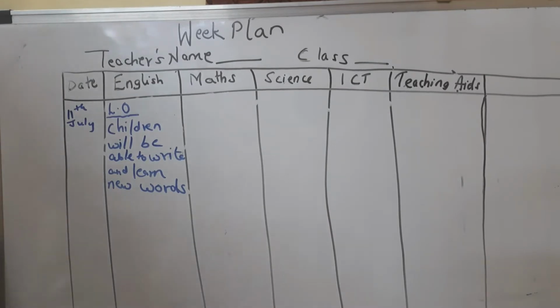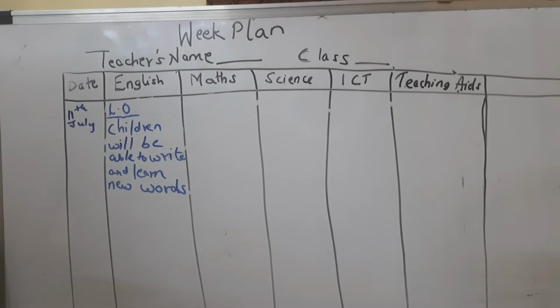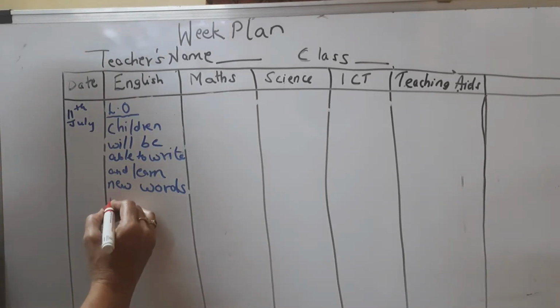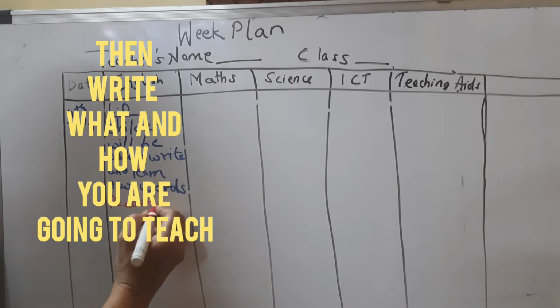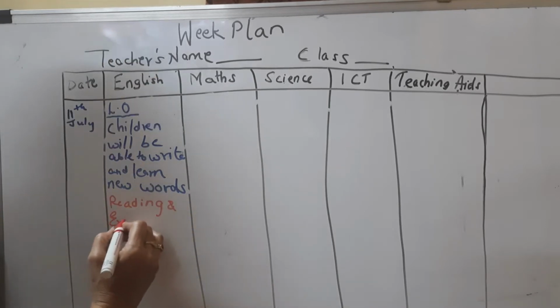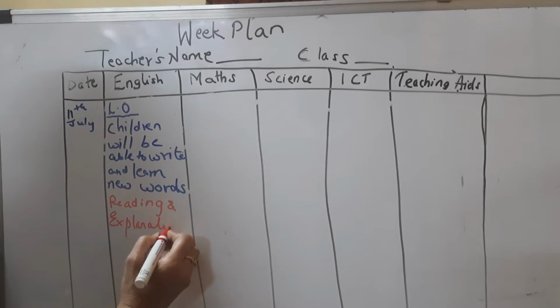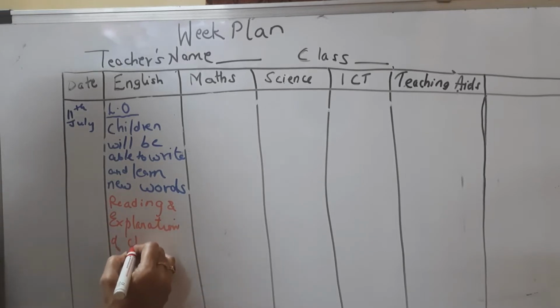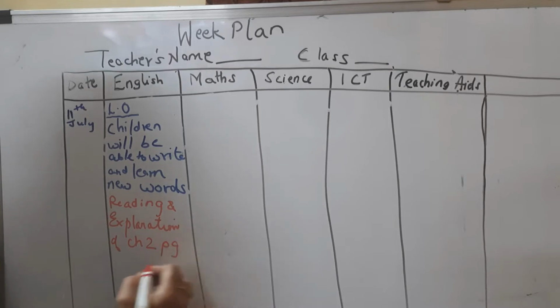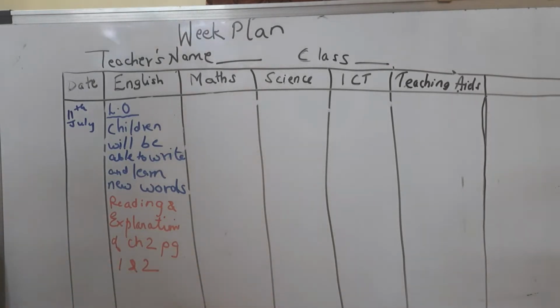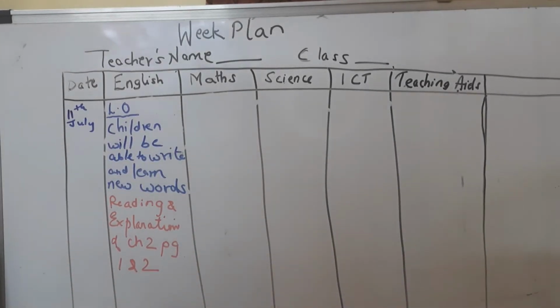And then next you will be writing what you will be doing: reading and explanation of chapter 2, page 1 and 2. So you are describing to your authorities or to your heads what you are going to do, and you also know that this is your planning for today, that in a 30 minutes period you will be finishing only chapter 2, pages 1 and 2.